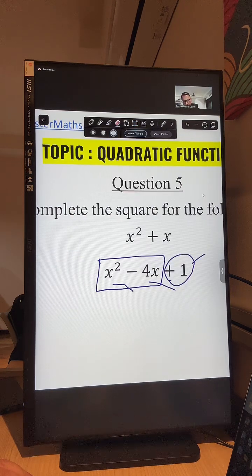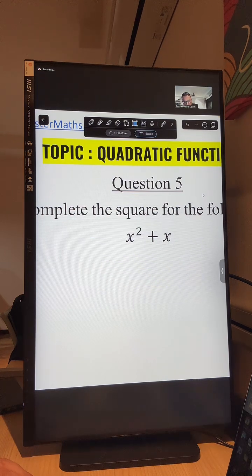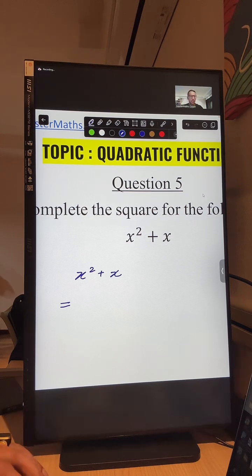Okay, let me erase this part here so that nobody gets confused. Okay, so we have x squared plus x. Can I ask everybody here, what is the coefficient of my x? Who can tell me?